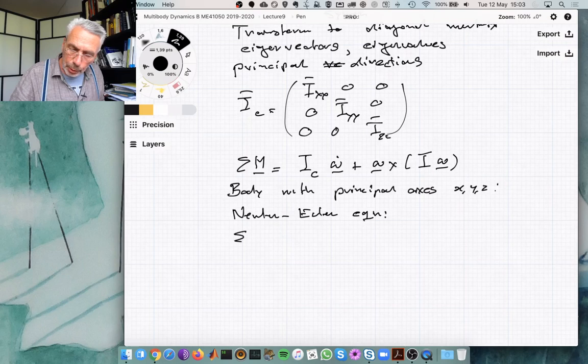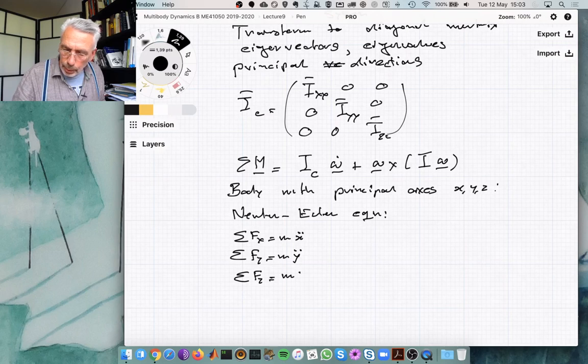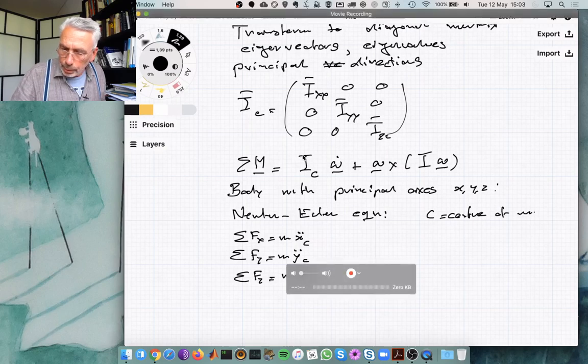One part is super simple: the sum of the forces in x is m x double dot, the sum of the forces in y is m y double dot, the sum of the forces in z is m z double dot. And maybe I should say that's at point C, where C is the center of mass, and we use principal axes.